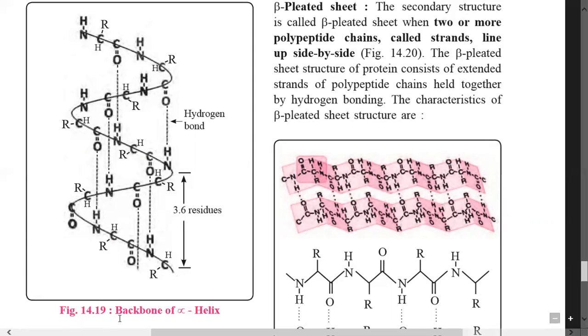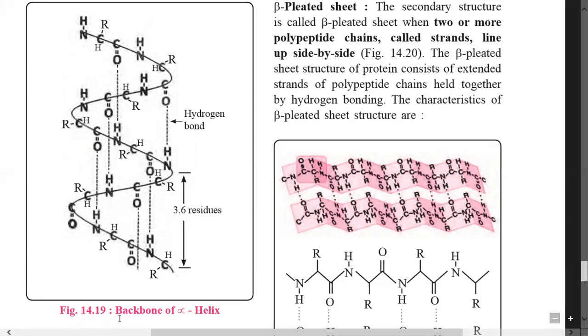Here the CO, that is the carbonyl group of one alpha amino acid, forms this dotted bond called a hydrogen bond with the NH group of another alpha amino acid. Similarly, this is the CO group of one alpha amino acid that forms hydrogen bonding with the NH group of another amino acid.